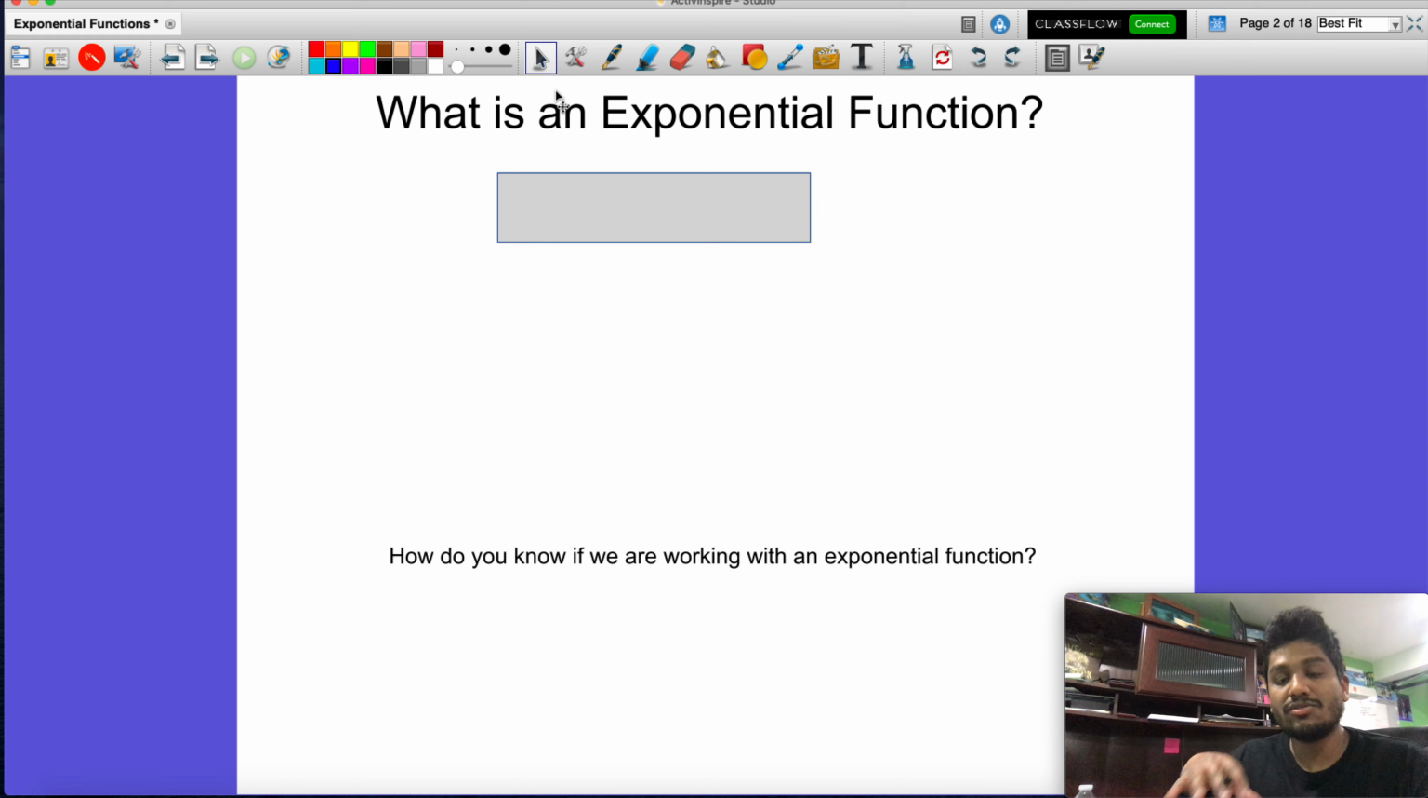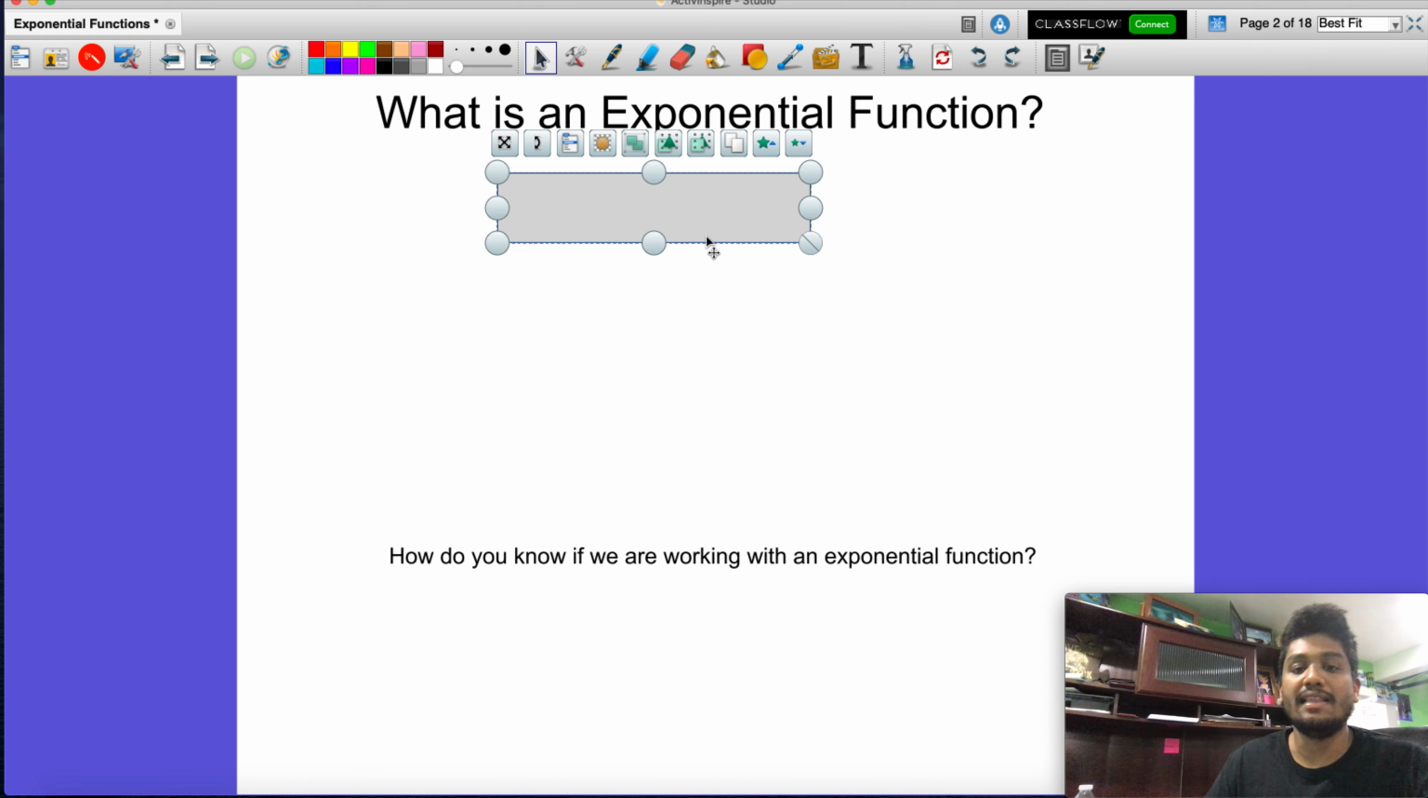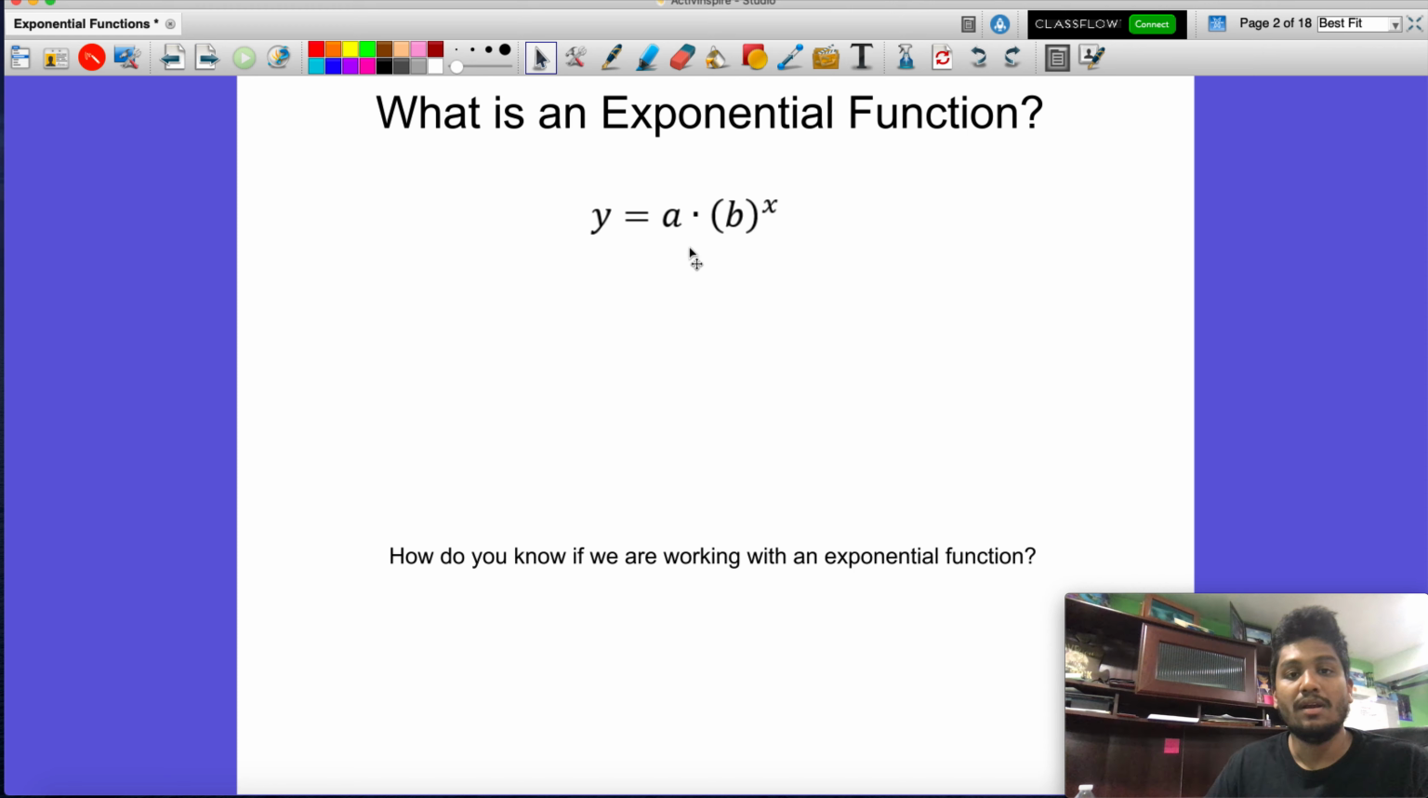Well, an exponential function is usually defined as anything that takes this form. Okay, and we're going to just break down what each piece means. So our y, this is our output. Okay, our output values. A, this represents the initial amount or the initial value, okay, when, and this is the important part, when x is equal to 0.